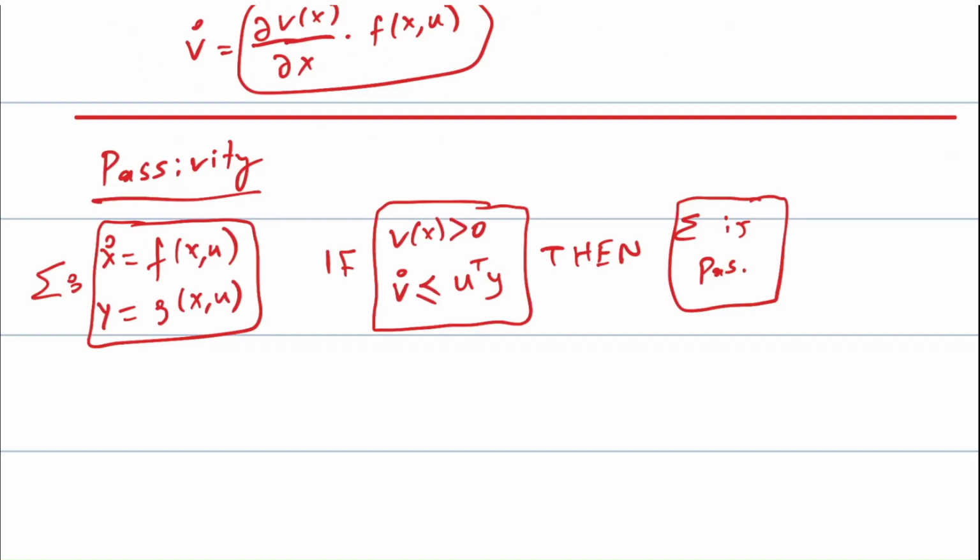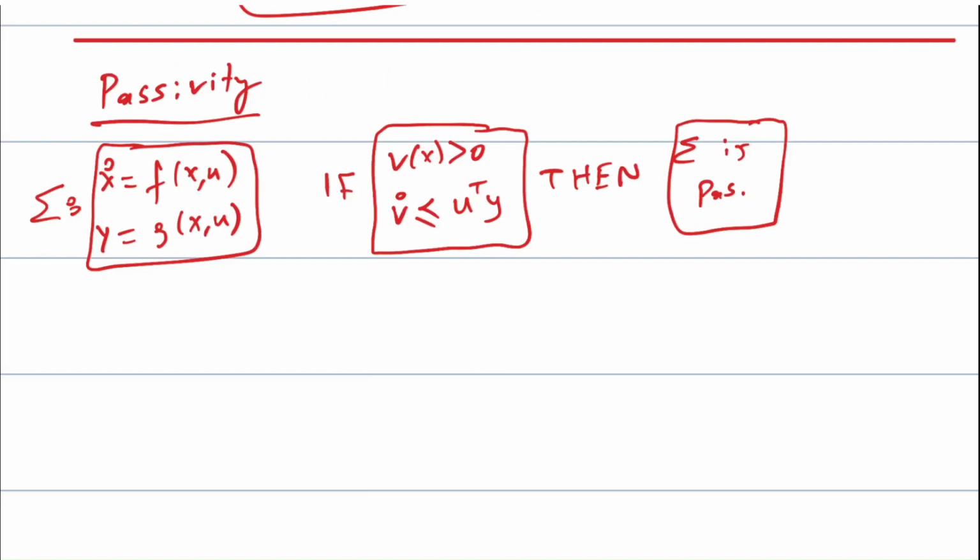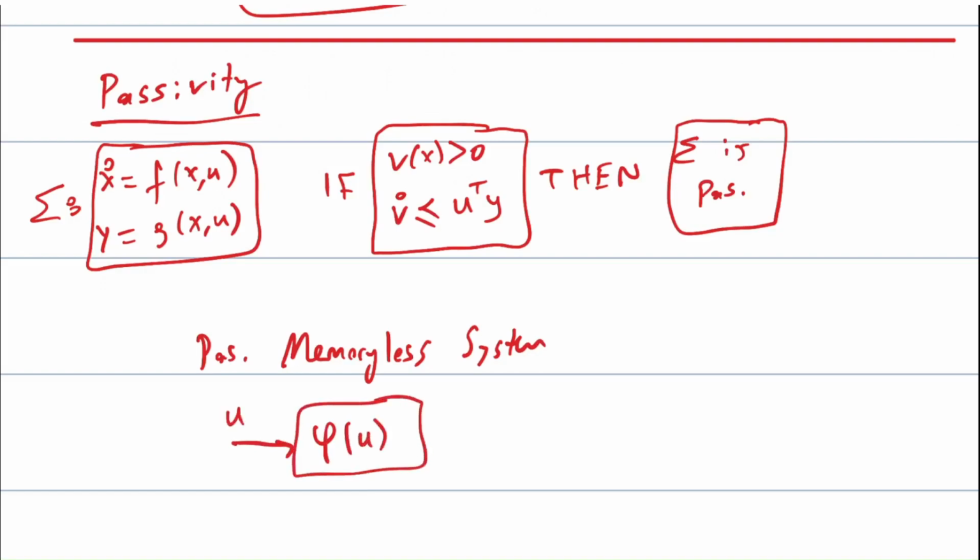And then another definition, passive memoryless system. You will have some type of phi function, a static function. You will supply u and you will get y. And by the way, u can be a vector-type object too.